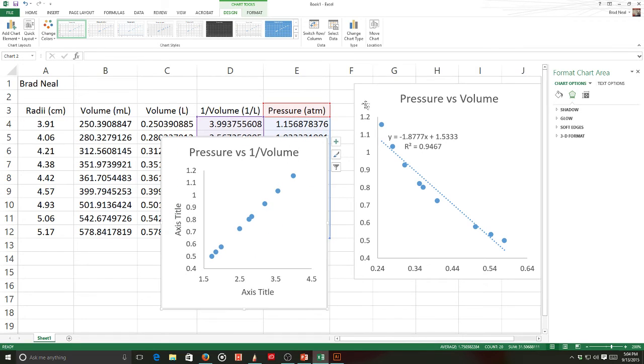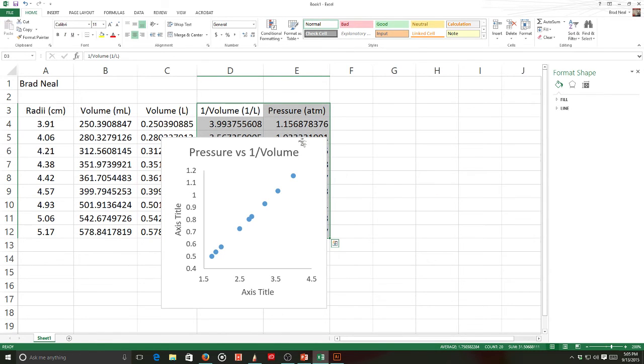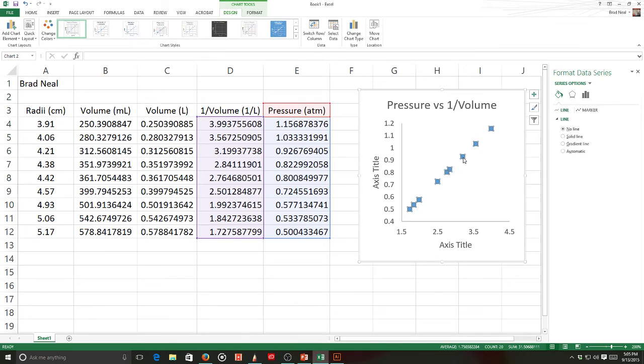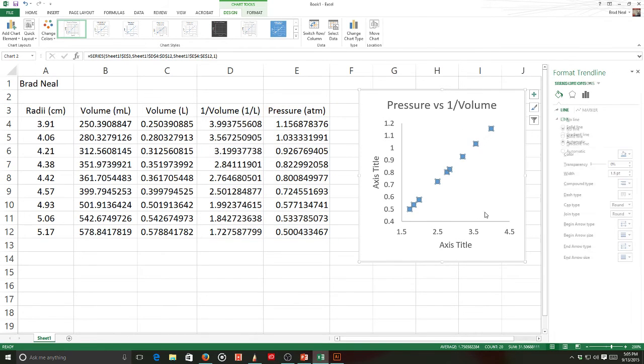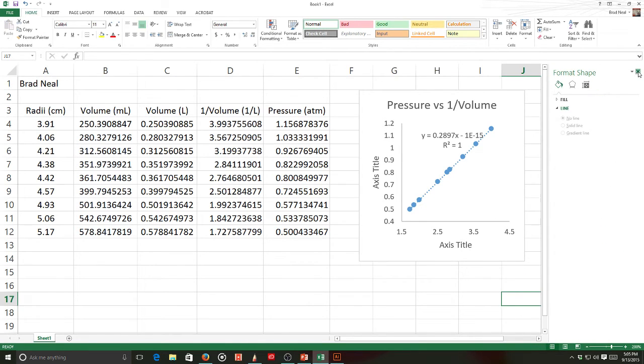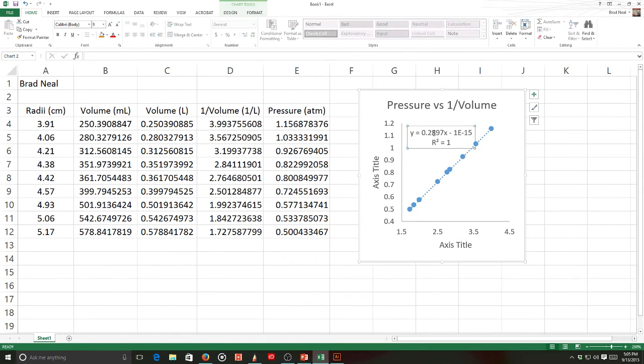Since I know that this is not the right relationship anymore, I'm going to go ahead and get rid of that graph because I don't really need it. I'm going to keep this one. And it took away my trend line. Oh no. So let's go ahead and put that back on there. Great. Fantastic.